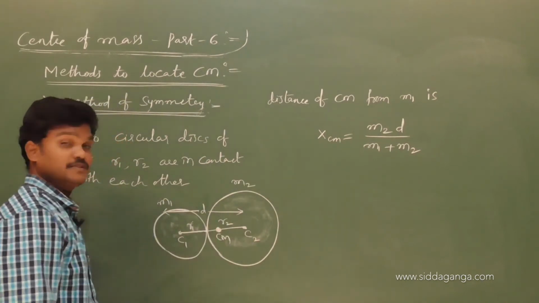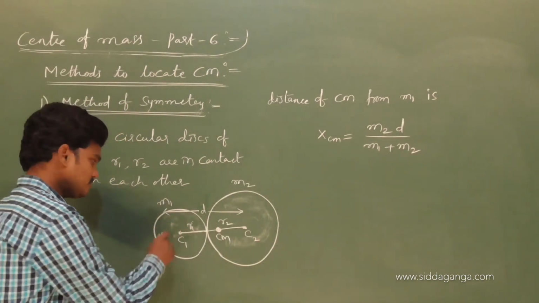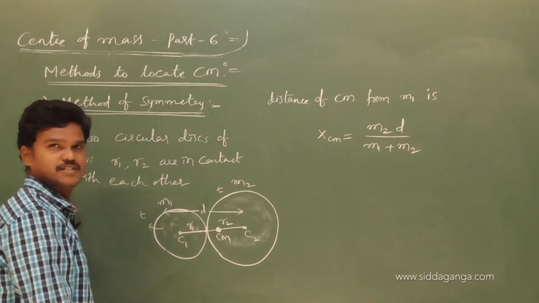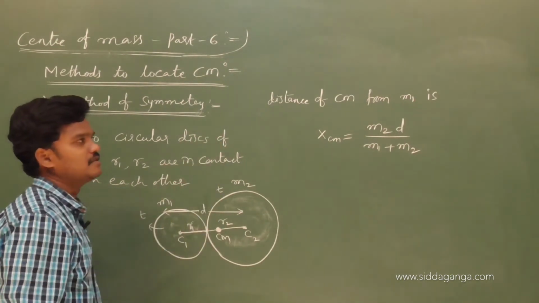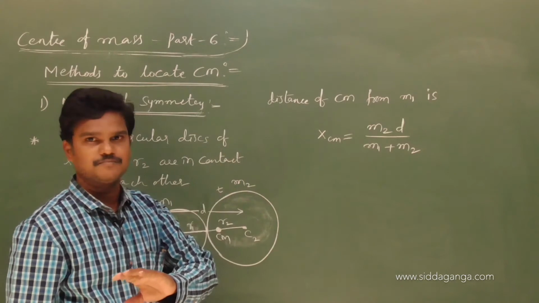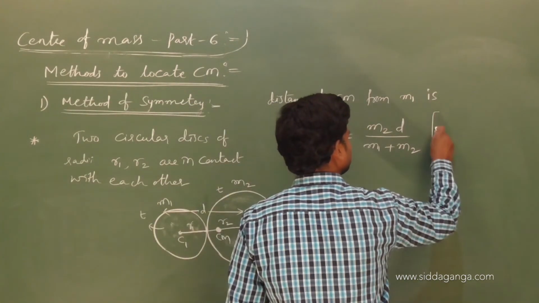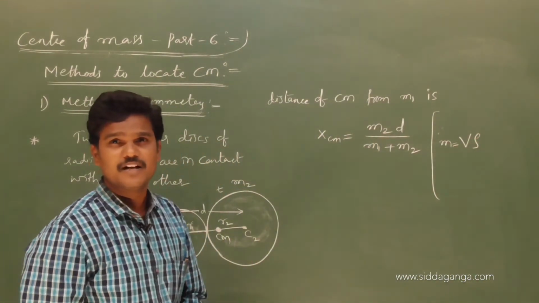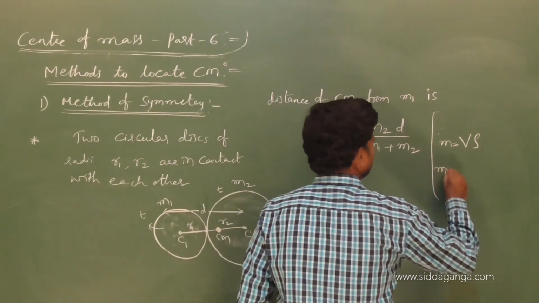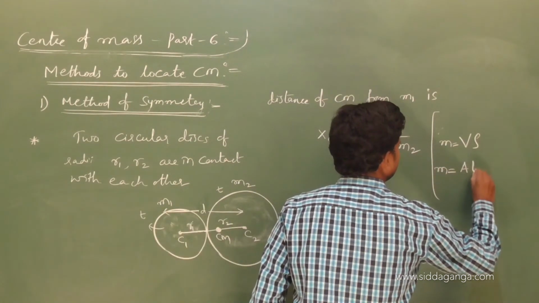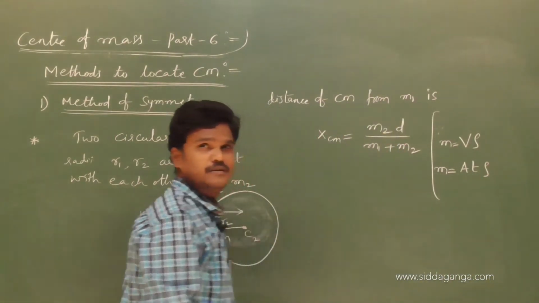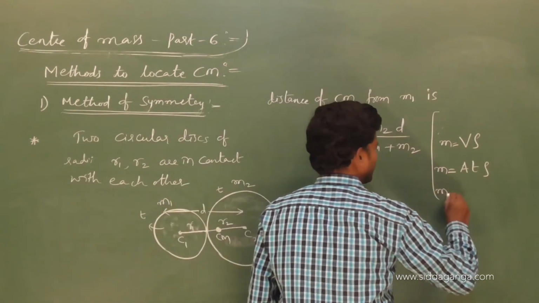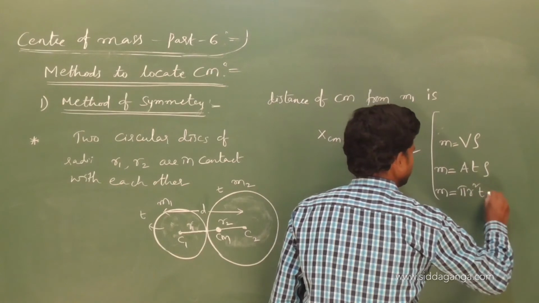Let us see how to change these masses. The radius is given, and T is the thickness of each disc. Now we can change those masses into radius terms. We know mass can be written as volume into density. Volume is nothing but area into thickness, so mass is area into thickness into density. And this area we can write as pi r square, times T.